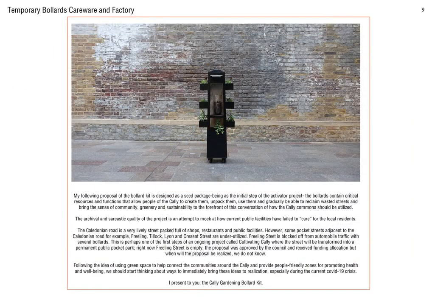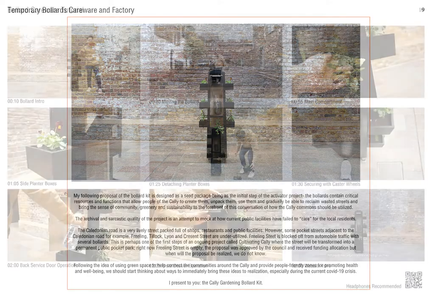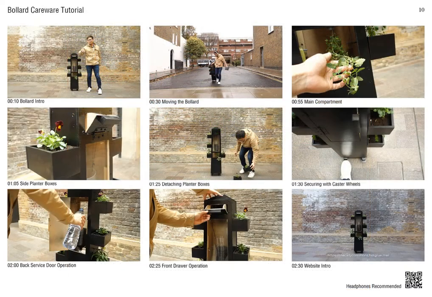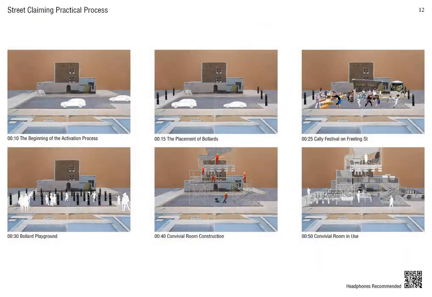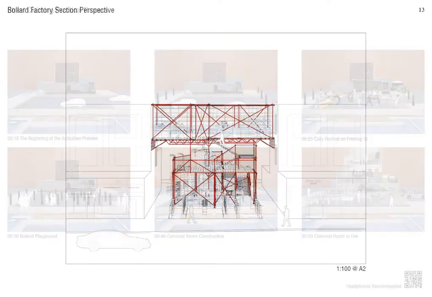The first step of claiming a street is by using this bollard careware that I designed. This bollard kit is designed as a seed package, being the initial step of the activator project. The bollards contain critical resources and functions that allow people of the Kali to create them, unpack them, use them, and gradually be able to reclaim wasted streets and bring the sense of community, greenery, and sustainability to the forefront of this conversation of how the Kali Commons should be utilized.